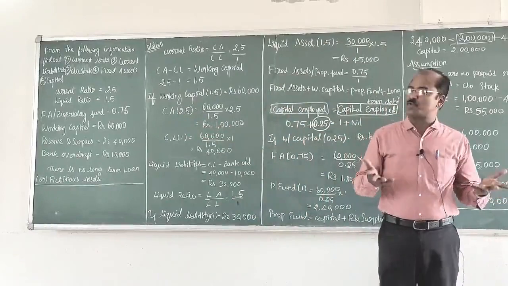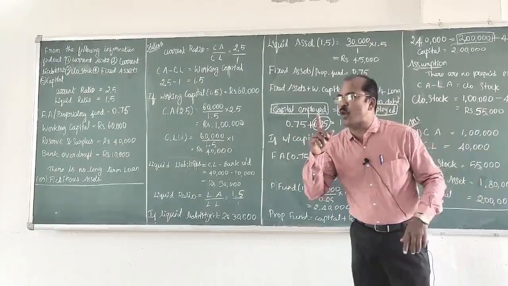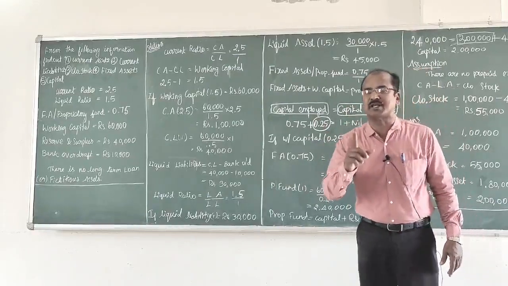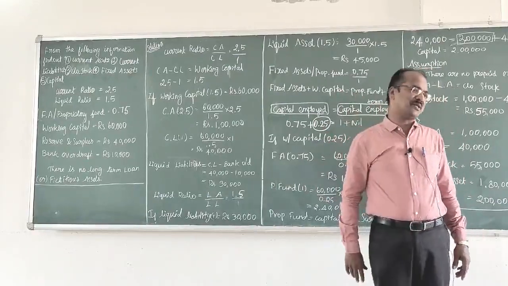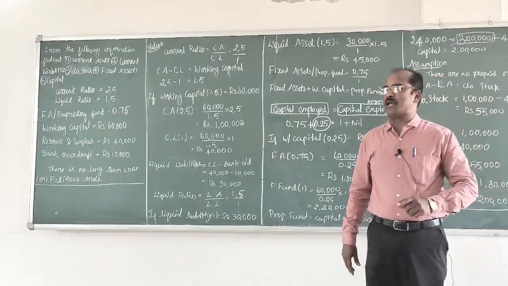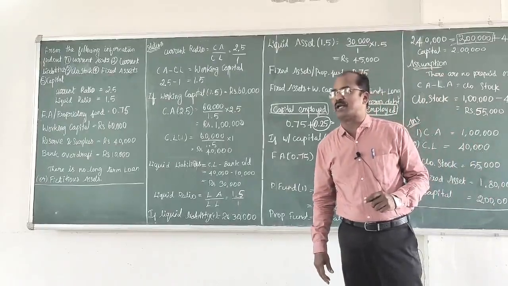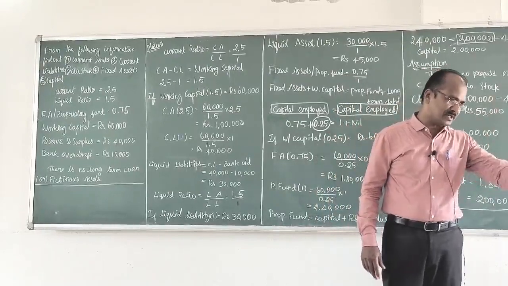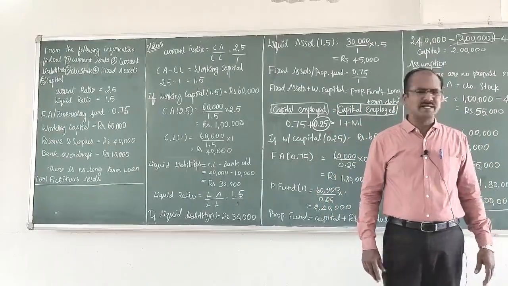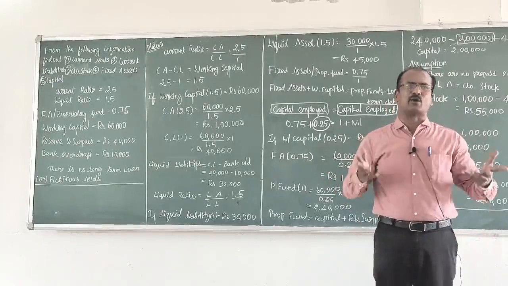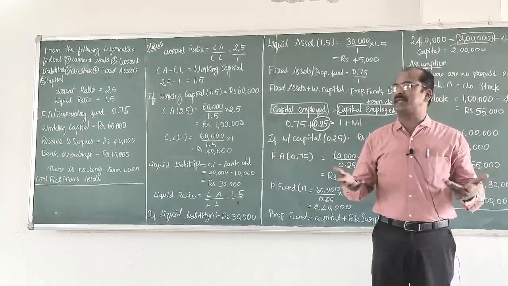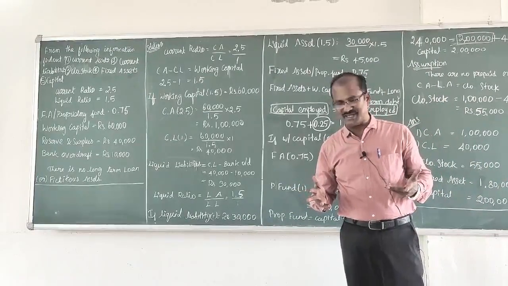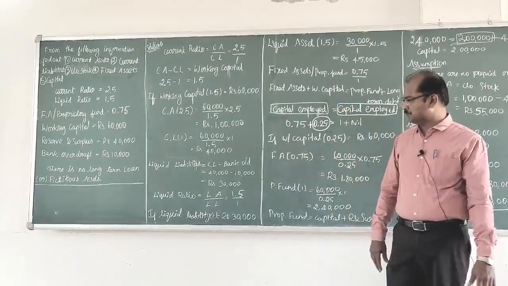What is the meaning of this 1.5? For every 1 rupee of liquid liability, the business owns liquid assets worth of 1.50. ஒவ்வொரு ரூபாய் liquid liabilityக்கும் நிறுவனம் எவ்வளவு liquid assets வச்சிருக்கான்? 1 ரூபாய் 50 பைசா மதிப்புடைய liquid assets வச்சிருக்கான். என்ன liquid assets? The assets which could be quickly liquidated. The moment you think they could be liquidated, அதுக்கு பேர் தான் liquid assets. You understand, right? Fine. Very good.